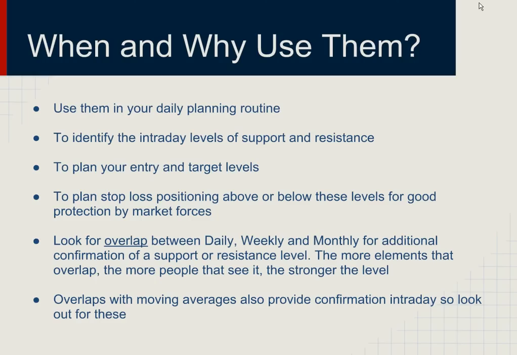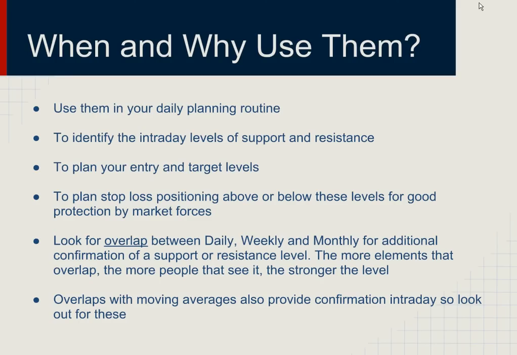Now look for overlap between the daily, weekly, and monthly pivot points for additional confirmation of support or resistance levels. For example, you can have the daily central pivot overlapping the monthly S1. That would provide a very strong level of support or resistance, and you could plan some trades around there with high probability. The more indicators that overlap, the more people that see them, and the stronger the level becomes. So keep that in mind when you do your trade planning.